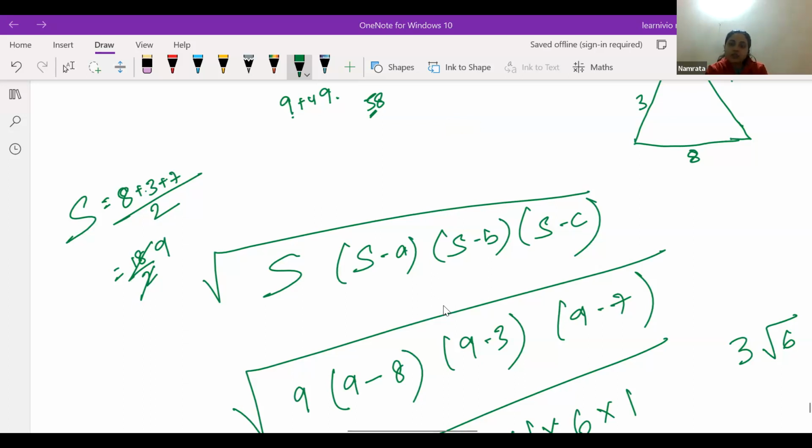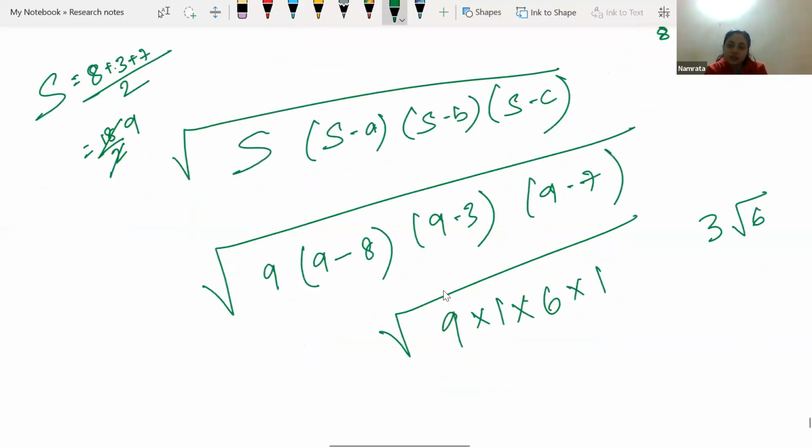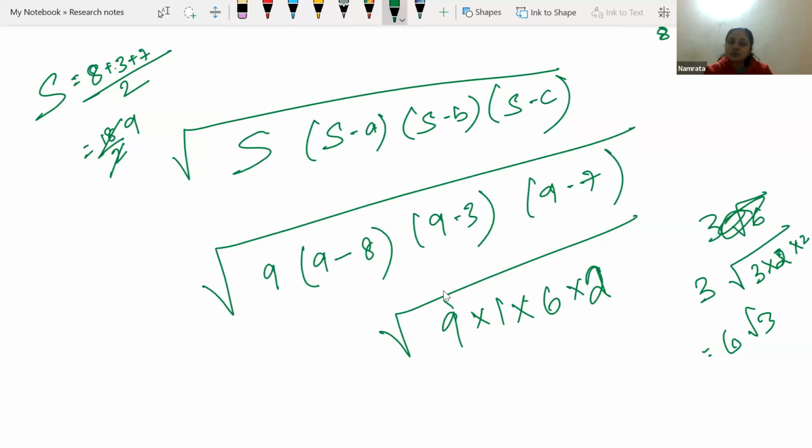Just a moment. Okay, 9 minus 7 is 2. Exactly. Sorry. So this 9 will come out as a 3, and 6 in this will become 3, 3 into 2, 6 into 2. So 6 root 3. Yes, perfect. We are getting 6 root 3 only.